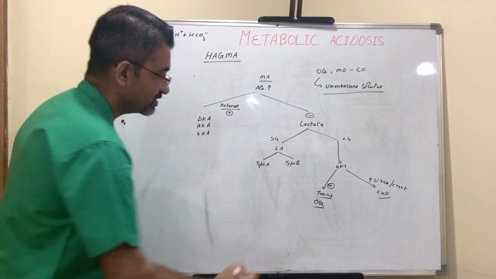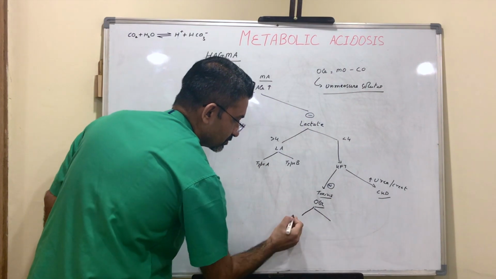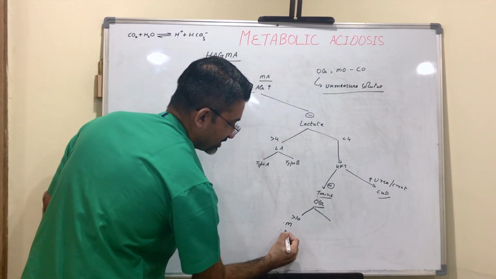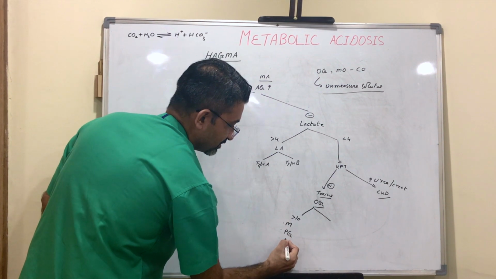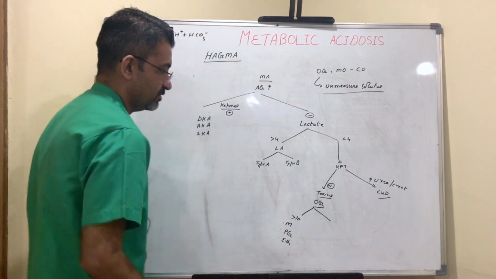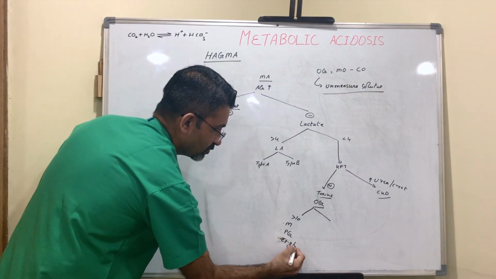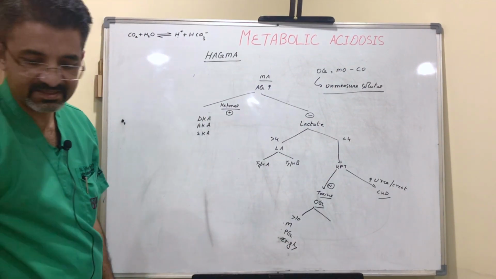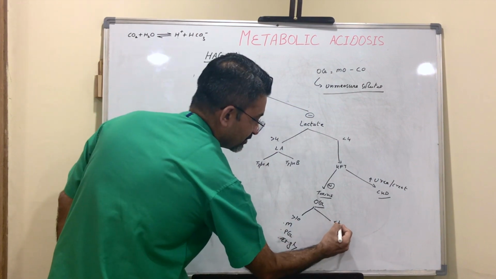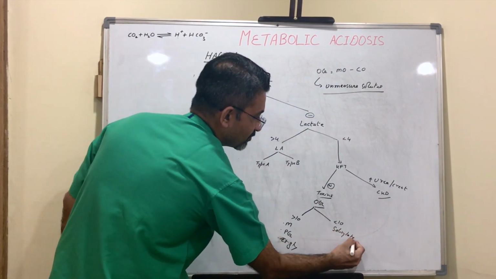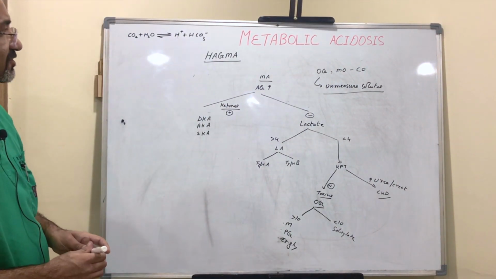you can come out to have a degree of unmeasurable solutes. So suppose it is more than 10, either it is methanol, or propylene glycol, or ethylene glycol. And if it is less than 10, it is salicylate. Fine. So this algorithm is fine.